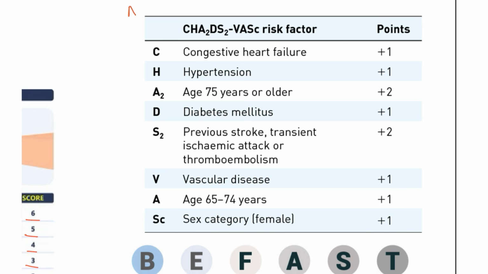This is for the AFib patient who is having the risk of stroke. Okay, and how much? C for congestive heart failure, H for hypertension, A2 is a 2 score given for more than 75 years, D for diabetes mellitus, S2 is for the previous history of stroke or the previous thromboembolism, another 2 points is given. V is for the vascular, A is for the age less than 65, and S is for the sex, especially the female patient.